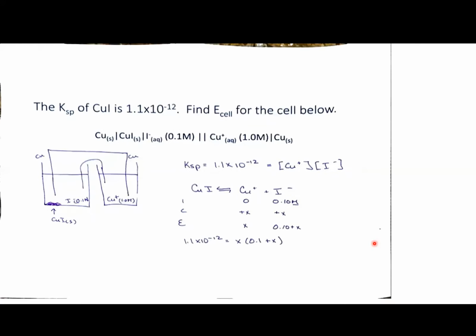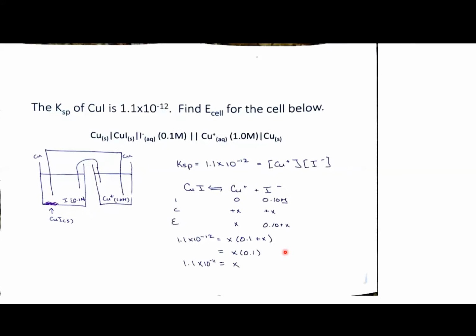The next thing we're going to do is allow some of this to dissolve. So some copper ions form, some iodide ions form. And so at equilibrium, I've got some copper ions, and then I've got 0.1 plus X iodide ions. So my expression is really X times 0.1 plus X. I want to solve for X. But I'd have to use a quadratic to do that, and that's a lot of work. So I'm going to do the small x approximation. So this becomes X times 0.1. And X becomes 1.1 times 10 to the minus 11. Okay? So now I've got a concentration of copper.